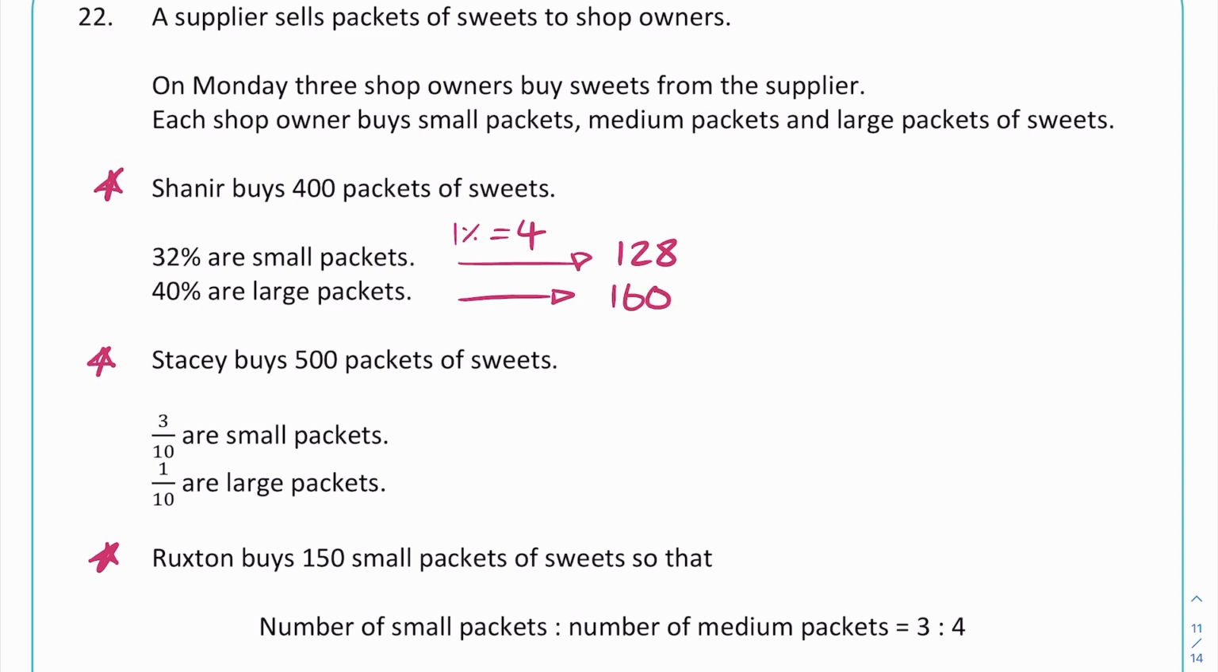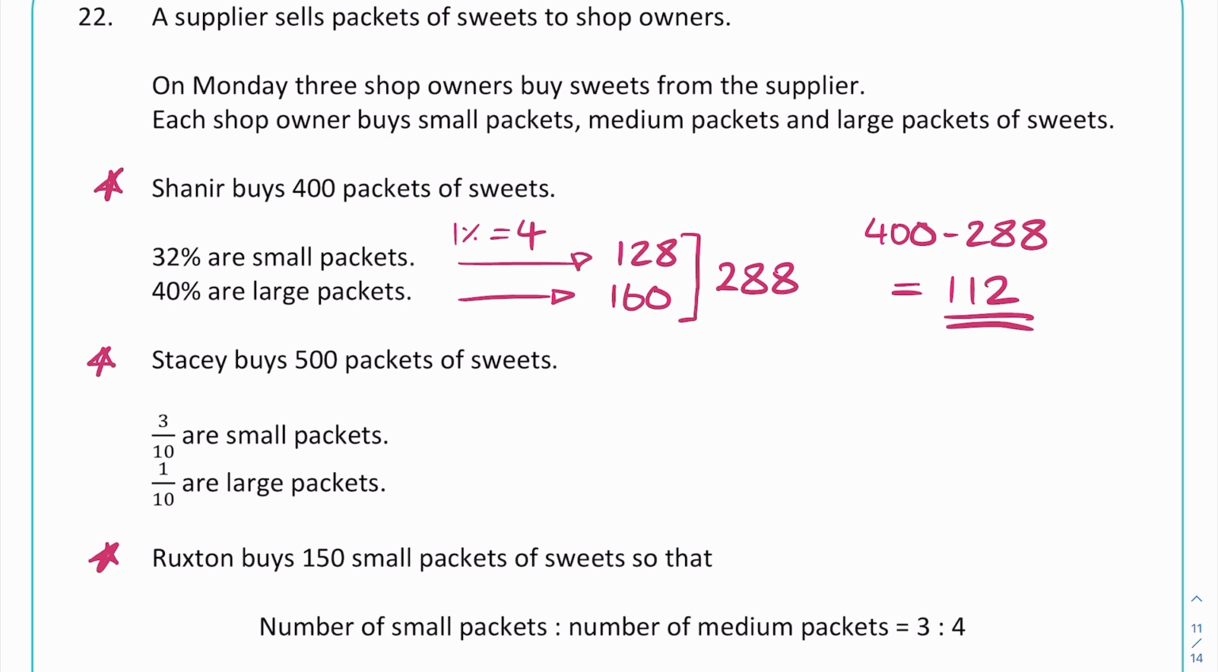For the large packets, we have 4 times 40, and that gives us 160 packets of sweets for that one. Now that gives us the total amount of small and large packets of sweets, and that is a total of 288. So if they buy 400 packets of sweets in total, we could do 400 take away the 288, and that would leave us with 112 packets of medium sweets. 400 minus 288, let's just double check, 112.